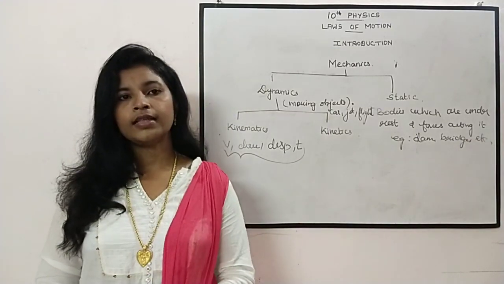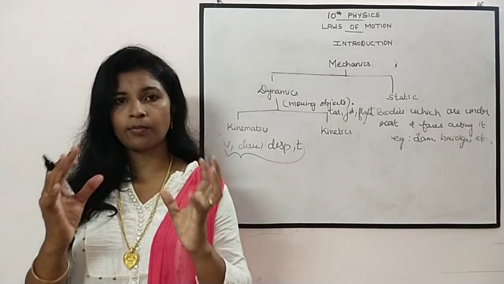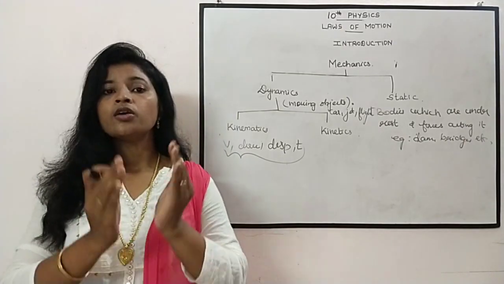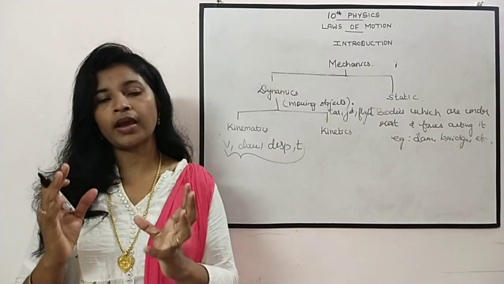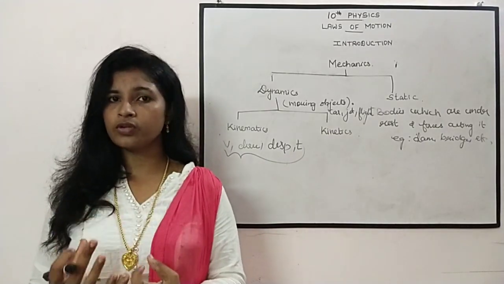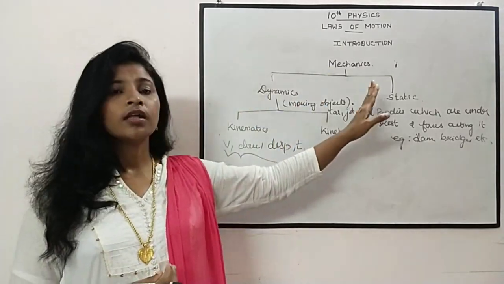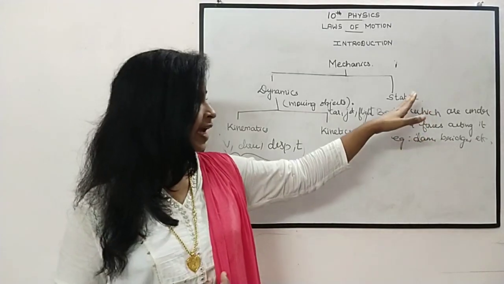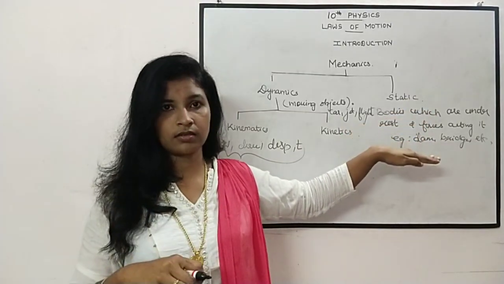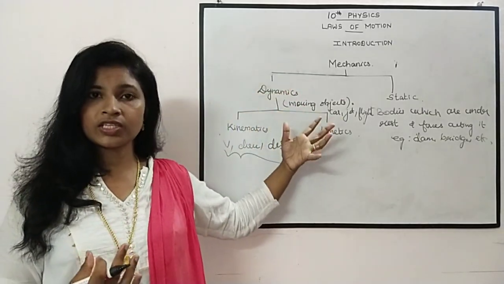So that's all about the introductory part of this unit. I have told you some of the important things, keep them in mind. Here our main aim is that we are studying about the causes of motion. The main cause of motion is nothing but force. In the branch of mechanics we have two branches, dynamics and statics. Statics means bodies which are at rest under the action of forces. Here, dynamics means bodies which are moving under the action of forces.